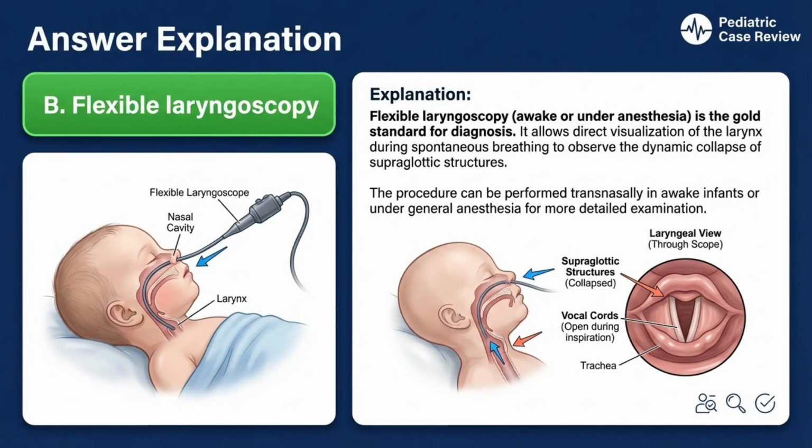The clinical illustrations demonstrate how a flexible scope is passed through the nasal cavity of an awake infant. This procedure is the gold standard because it allows direct visualization of the dynamic collapse of the supraglottic structures during spontaneous breathing, confirming the diagnosis without the need for radiation or general anesthesia.